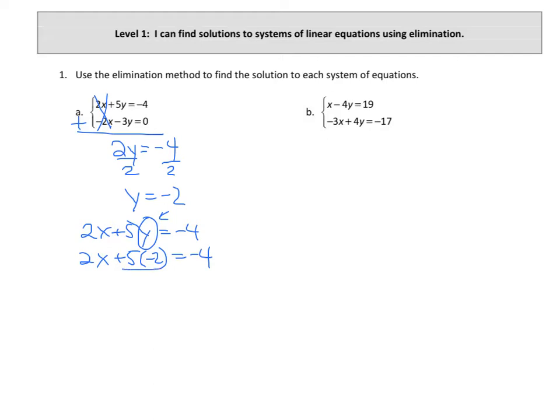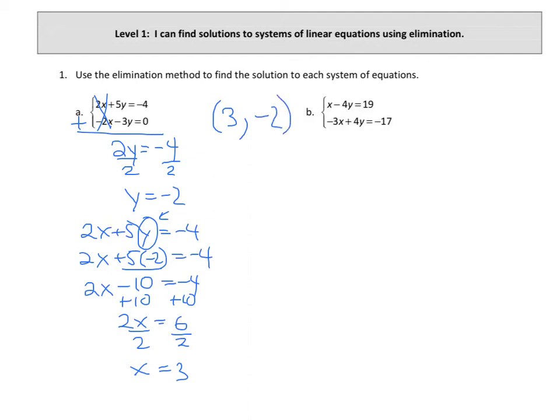First, I'm going to simplify by multiplying 5 times negative 2, and I get 2x minus 10 equals negative 4. And then I would add 10 to both sides, and we get 2x equals 6. Divide both sides by 2, and we get x equals 3. So the x and y are the two answers, and we write our final answer as an ordered pair in xy form. x has to go first, 3, and then y is negative 2, and that's our answer.